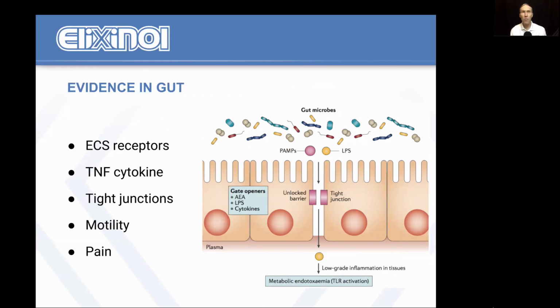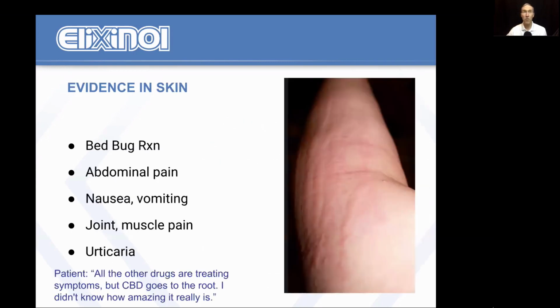Cannabidiol is maintaining those tight junctions. It's restoring them. It's reducing the amount of motility issues that come along with inflammatory bowel disease. And it's reducing pain all along the way. So you get quite a combination of effects from cannabidiol working on the symptoms as well as the immune function.